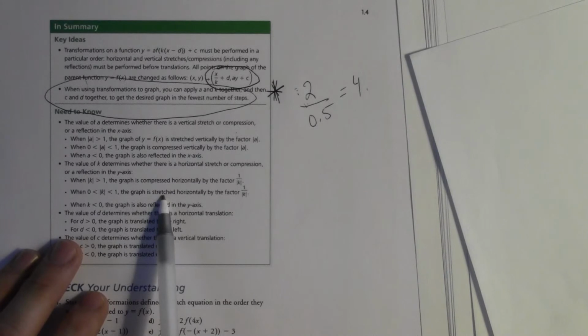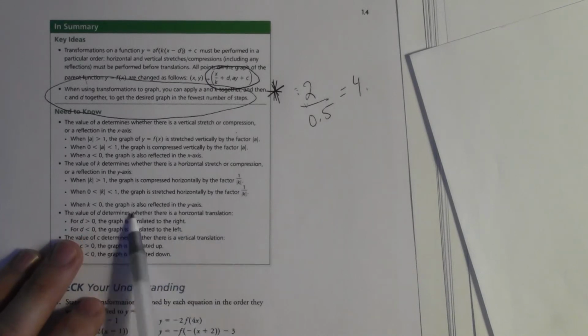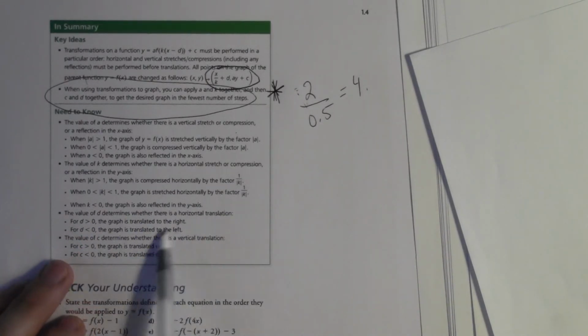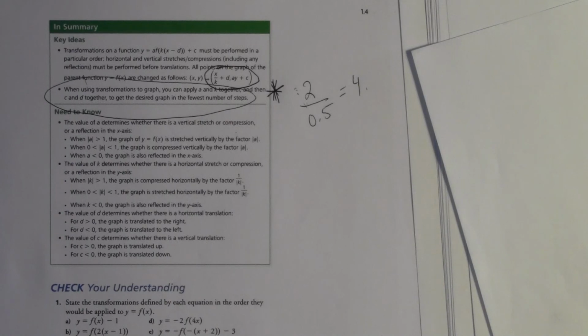So we talked about this as well. When k is less than 0, it's also reflected in the y-axis. Okay, so you can have reflection in both axes. The value of d determines whether it's horizontal, and the value of c determines whether it's vertical. Okay, any last questions? All right.